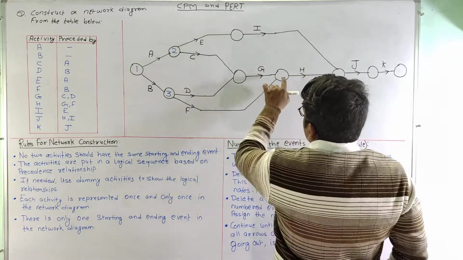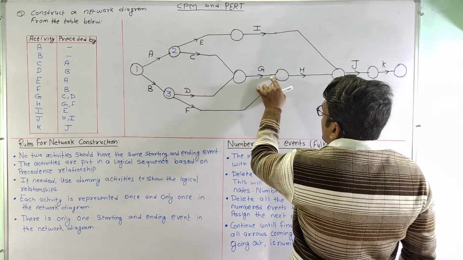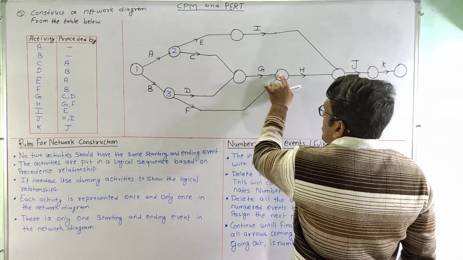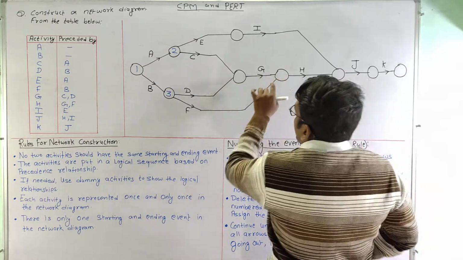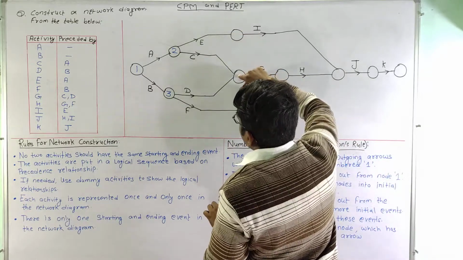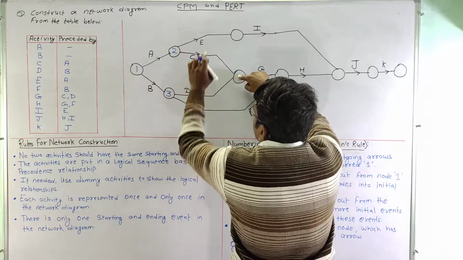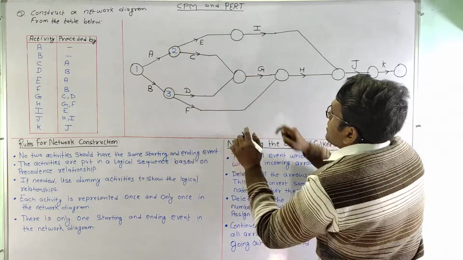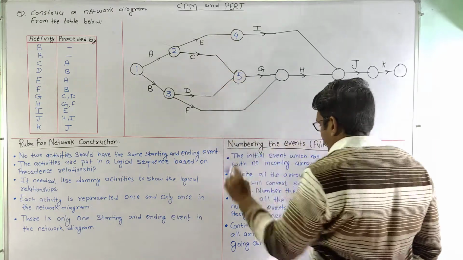events, and this is not yet an initial event because there is still an incoming arrow coming here. So currently this is not an initial event, but these two have become initial events once activities A, B, C, D, E and F are deleted. So we will number them as 4 and 5.